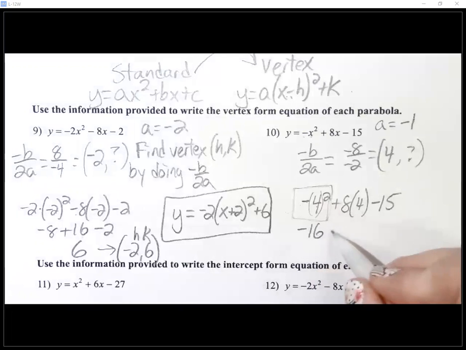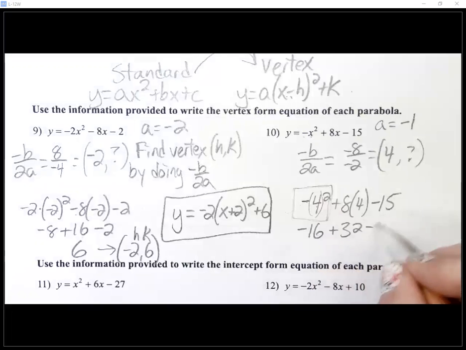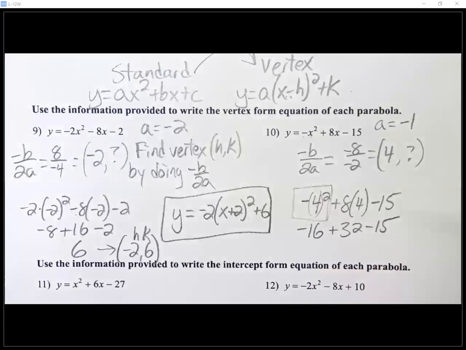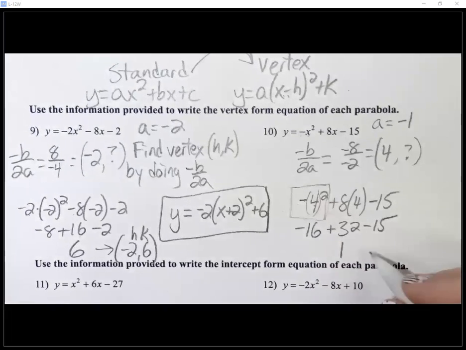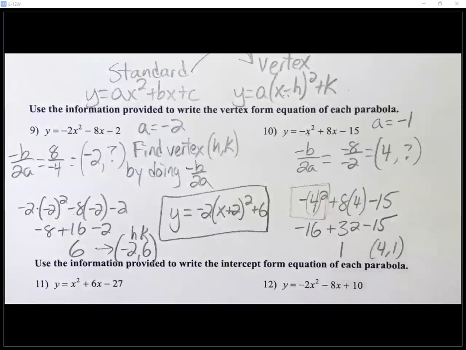Plus 32 minus 15. So what's that? 16, isn't that just 1? Yeah. So I get (4, 1) as my vertex. And now I have all the pieces I need. I just plug it into the formula.